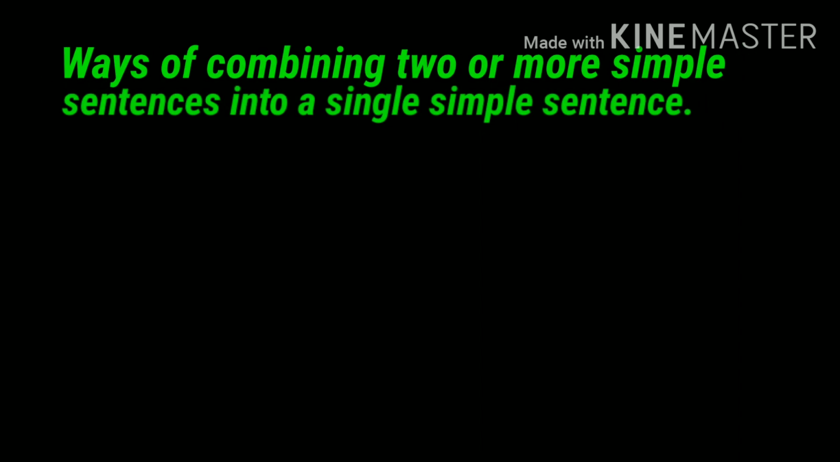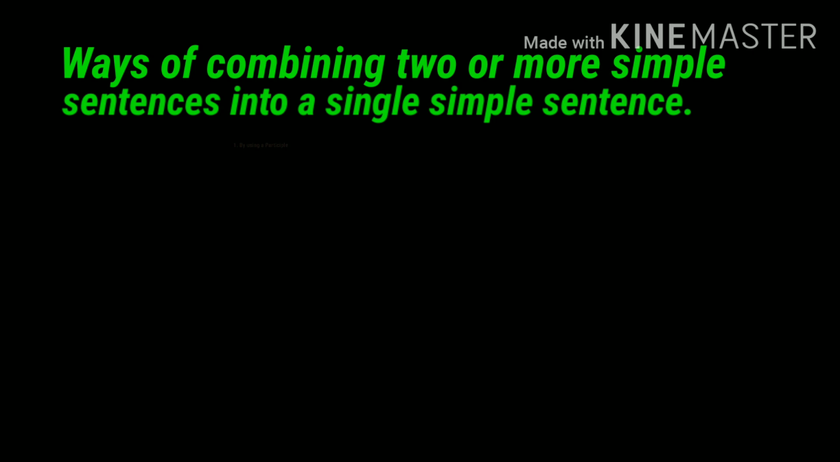There are three different ways of joining sentences. First one, simple to simple sentence. Second one, simple to compound sentence. And the third one, simple to complex sentence. Today in this video, we will learn from simple to simple sentence. Okay. And we find there 6 ways. Okay. 6 ways of combining two or more simple sentences into a single simple sentence.